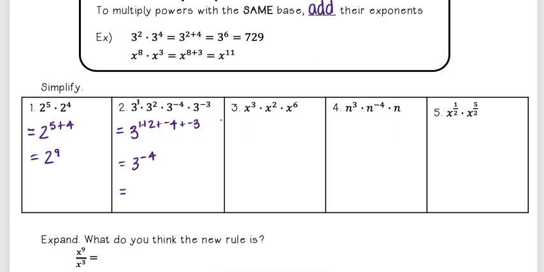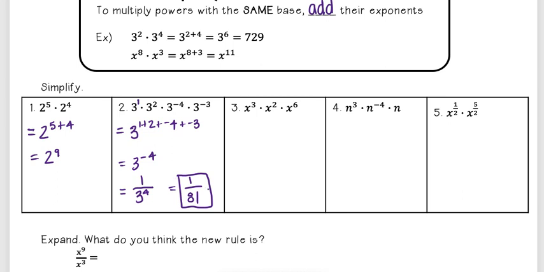And then anytime I say simplify, that means I can't have any negative exponents. So again, when you have a negative exponent, I'm going to cross the line. So since this is in the top, it's now going to go in the bottom. And I'm going to change the sign, so this negative 4 becomes a positive 4. And 3 to the 4th power is equal to 81.